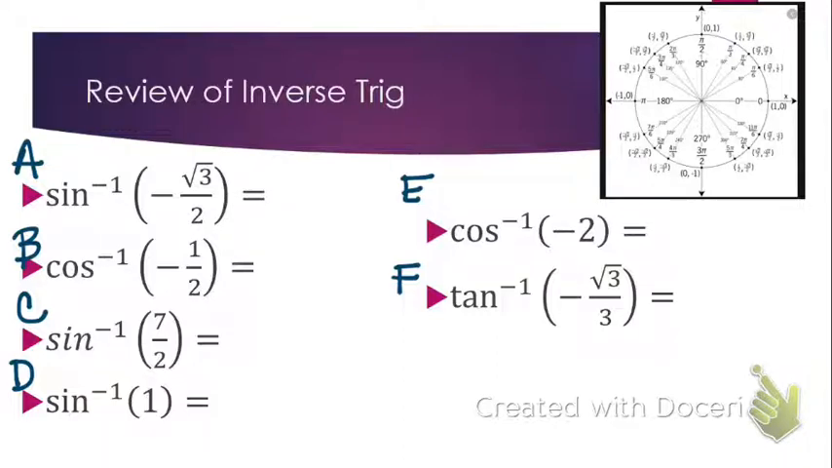Okay, so let's see how we did. So remember for sine and tangent, you're looking from negative 90 to positive 90. So I'm only looking in these two quadrants for sine. What angle has a sine value of negative square root of 3 over 2? So sine is negative square root of 3 over 2 here, which is 5 pi over 3, but how would I write that to be within my restriction? Negative pi over 3. So that's the answer to A.